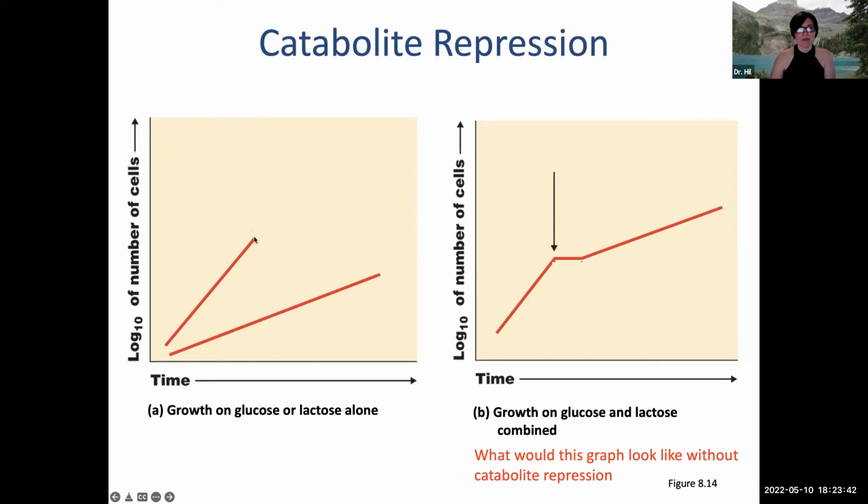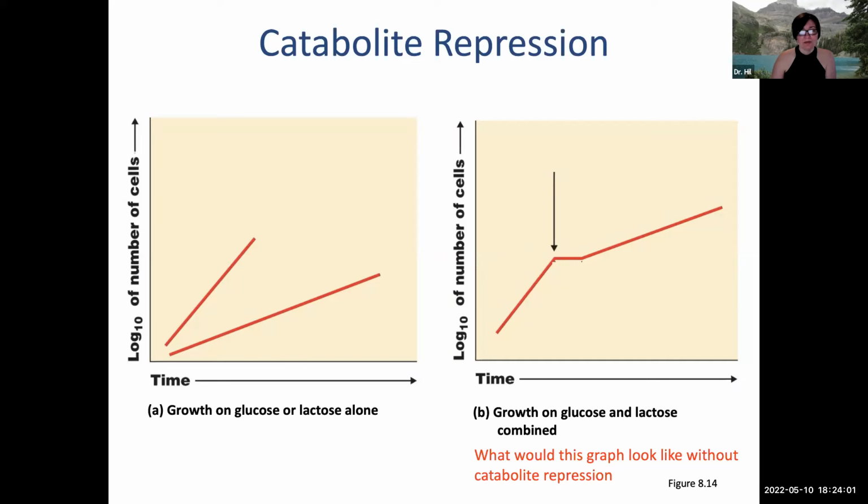And remember, I told you that glucose is a better carbon source. Per glucose, you get more ATP. Per unit time, you get more ATP. That means you can divide faster. That means your population is going to grow faster. Your generation time is going to be shorter.